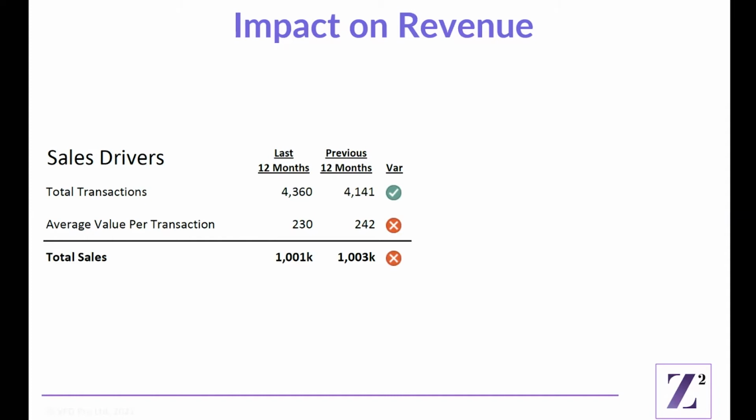Let's have a look at the sales impact. So we know that sales are more or less static. So at first pass, you could conclude that this year and last year were more or less identical. But as you can see, by looking at the inputs rather than the outputs, we can see that this year and last year were very different. But what about the impact on sales?